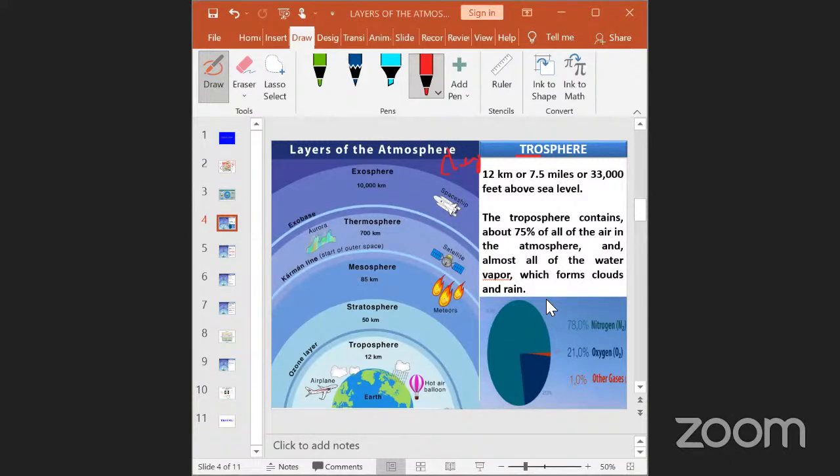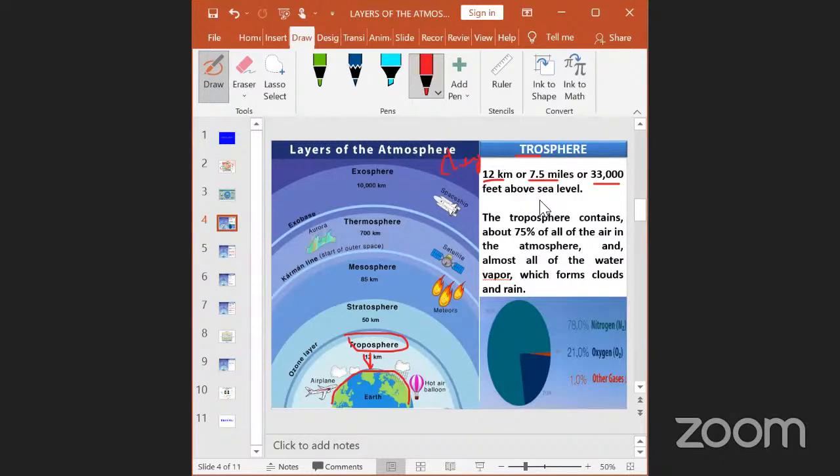This layer gets its name from the weather that is constantly changing and the mixing of the gases, right? So in this part of our atmosphere only. This layer is the lowest and the closest to the earth's surface, right? You see here, this is our globe, this is our earth, right? So this is close to the earth. On average, the troposphere extends from the ground to about 12 kilometers or 7.5 miles above mean sea level, right? Or 33,000 feet, right?